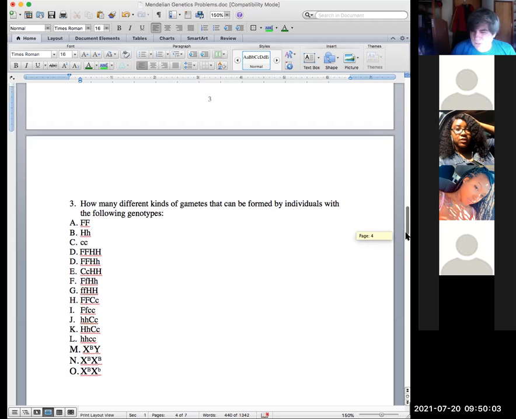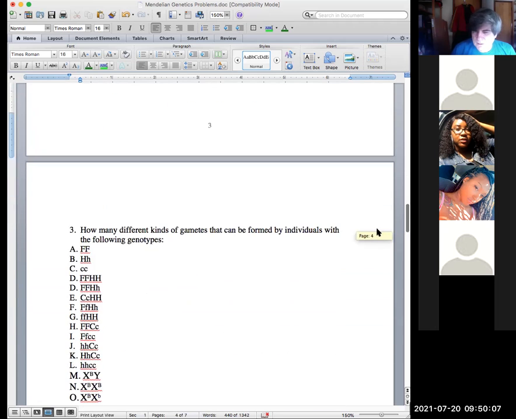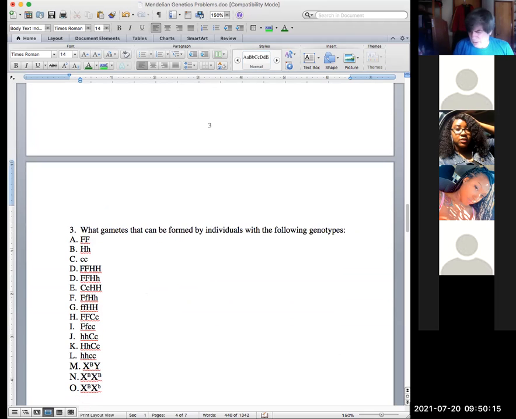Now, number 3 says how many different kinds of gametes. Let's change this question to make it a little bit different. Let's say, what gametes can be formed by individuals with the following genotypes?